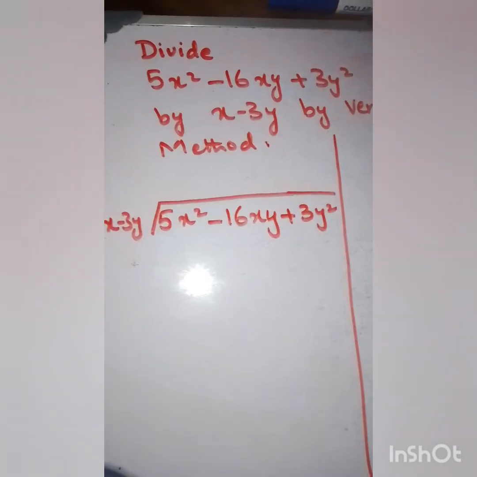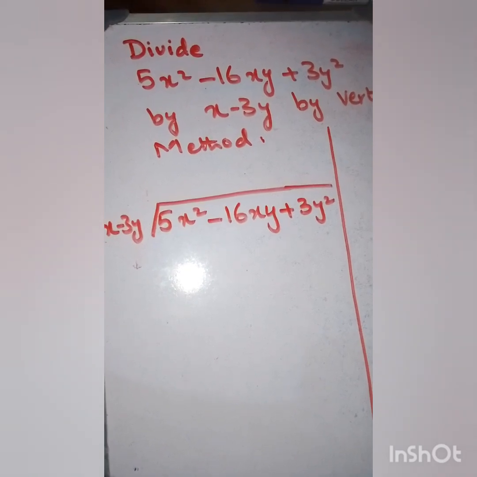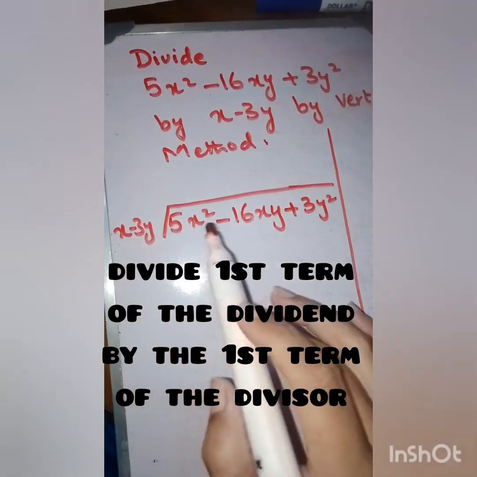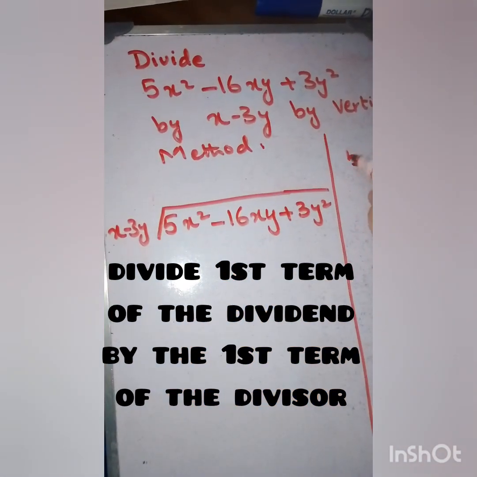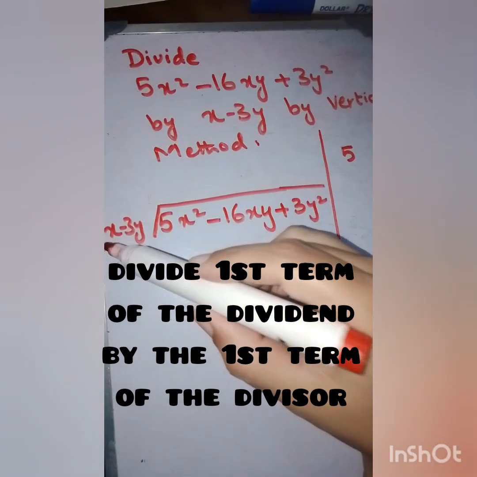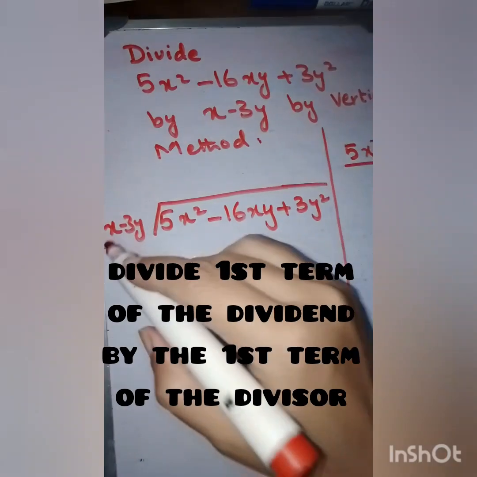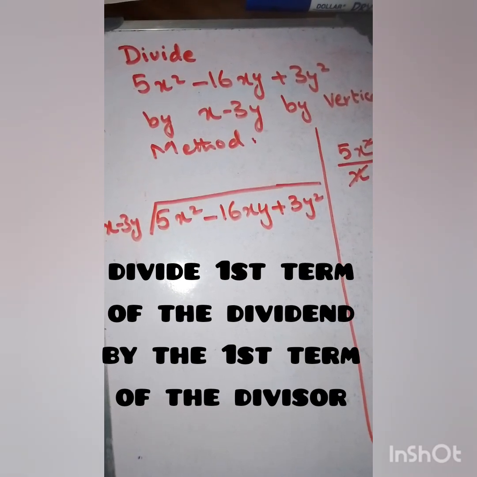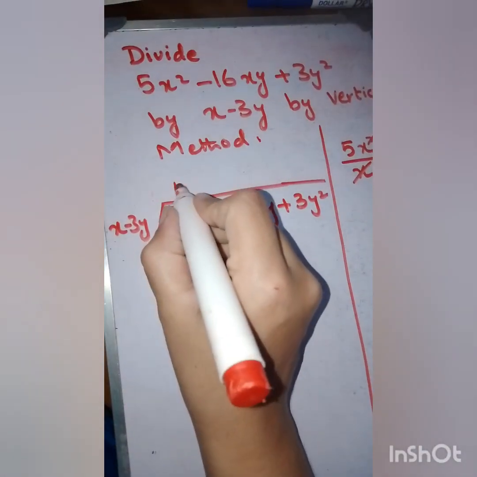So here I have written an example for you. Alright, the first step is to divide the first term of the dividend by the first term of the divisor. This one is the divisor, this one is your dividend, right? So the first term is this 5x square. So what we have to do is to divide the first term of the dividend by the first term of the divisor. What does it mean? 5x square upon x. So we will get the answer over here, 5x. So 5x, this is the answer we have got. So we are going to write over here 5x.